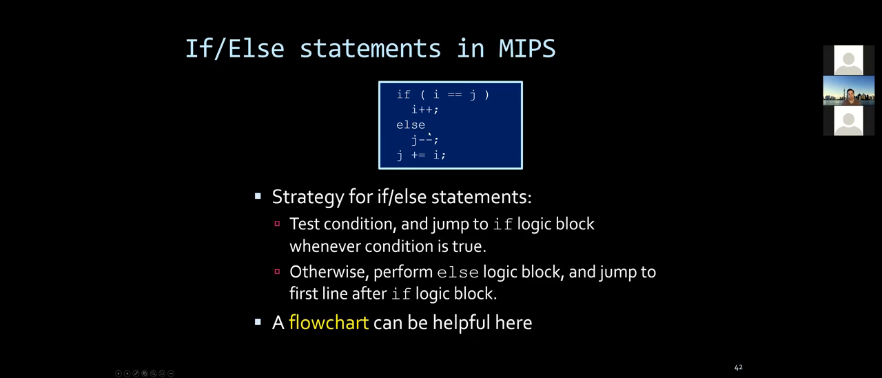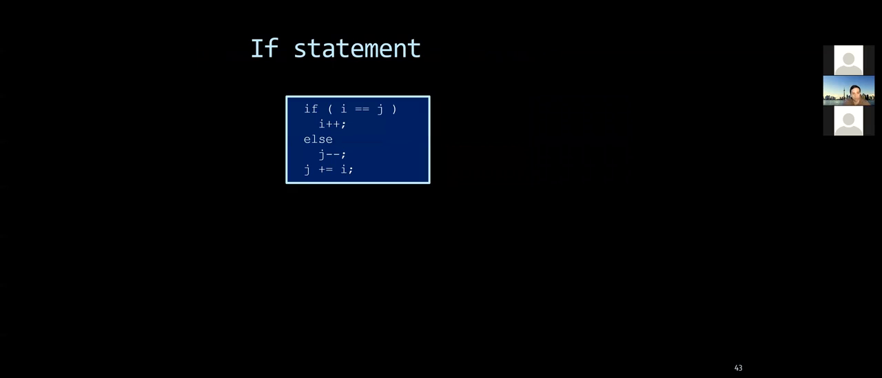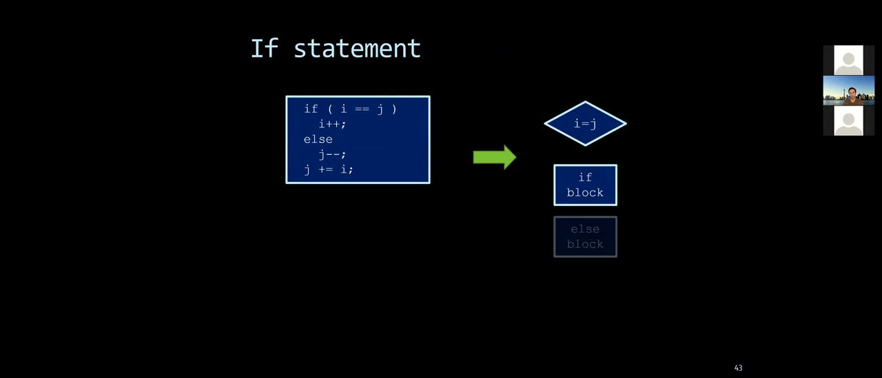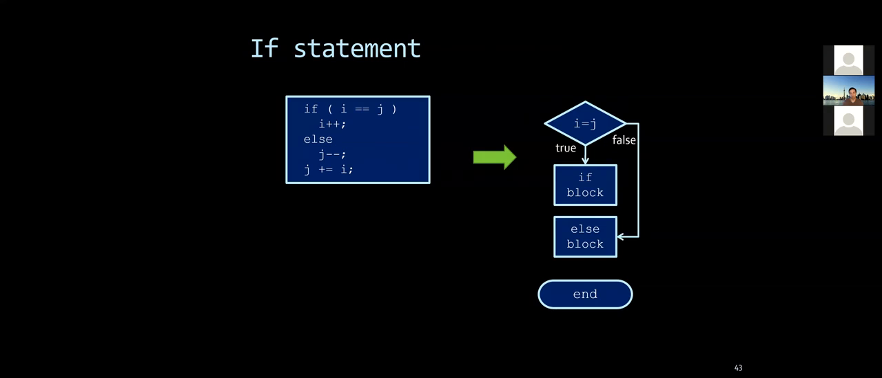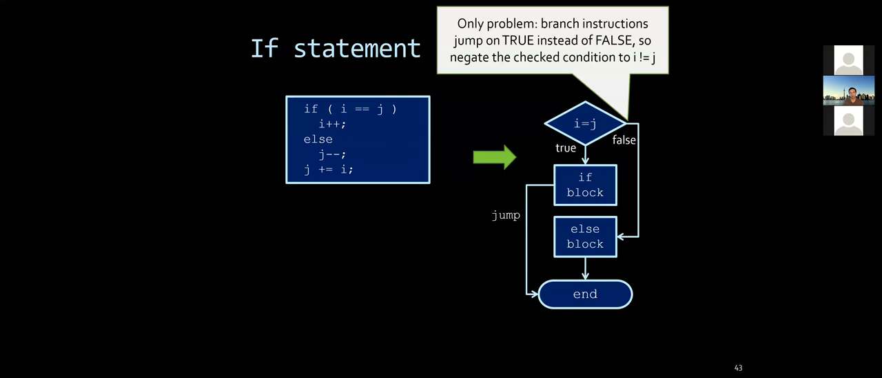So the flow chart would be helpful here if you want to understand it. Essentially, if you do i equals j, there's an if block and an else block and the end. If that's true, you go into the if block. And if it's false, you go to the else block. And after the if block, you just jump over here. And after the else block, you fall into there. So that's the best way to interpret the if statement.